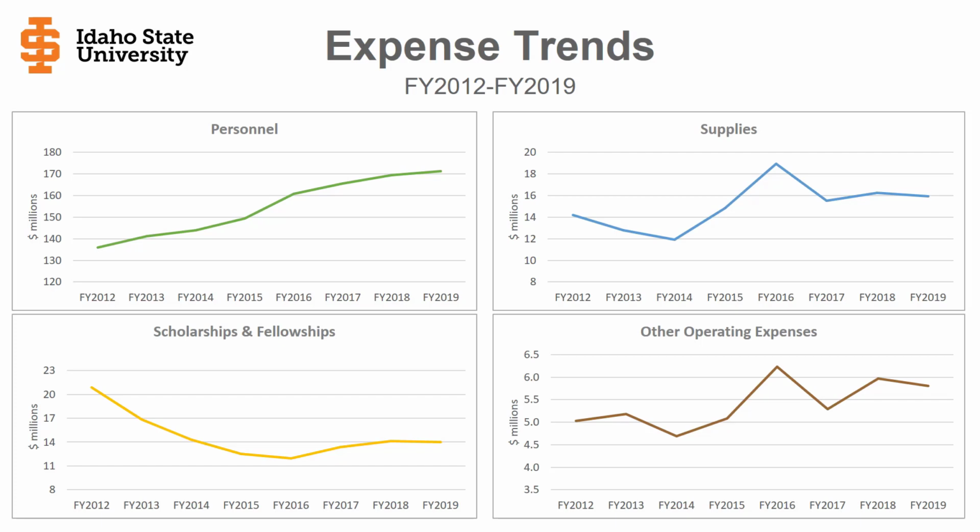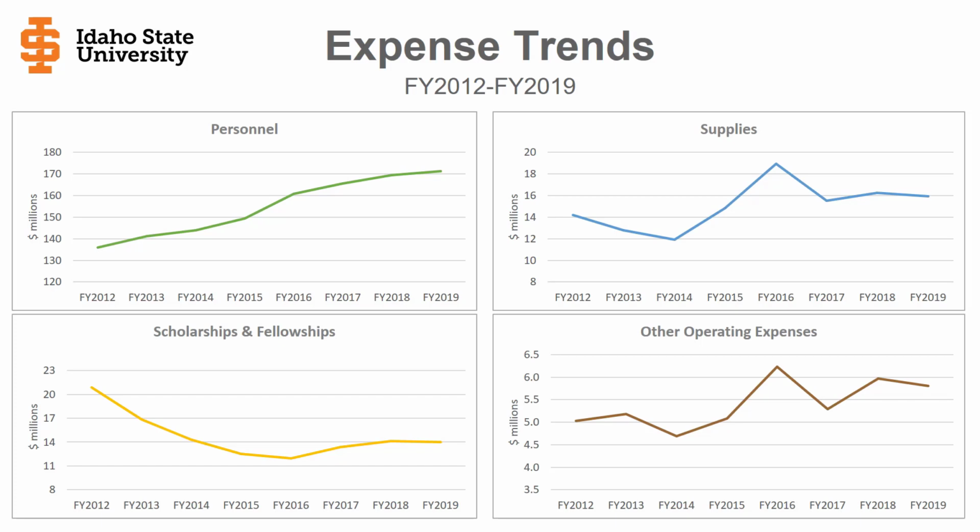Supplies expenditure increases peaked at $18.9 million in 2016 and have fallen to $15.9 million in 2019, an overall increase of 12%, or $1.7 million from 2012 to 2019. Scholarships and fellowships in the bottom left corner have decreased by 33%, or $6.9 million from 2012 to 2019. And finally, in the bottom right-hand corner, we can see other operating expenses, which have increased by 16%.